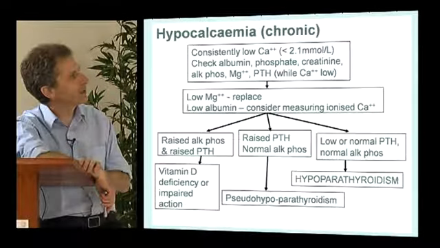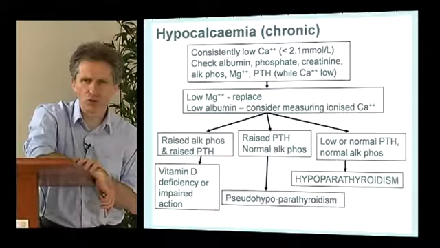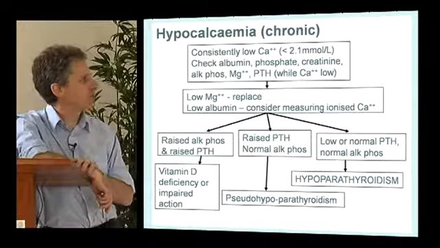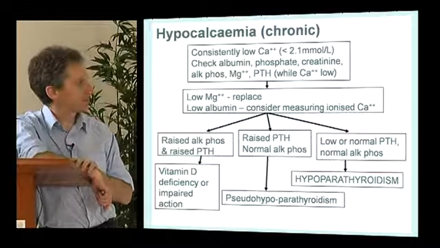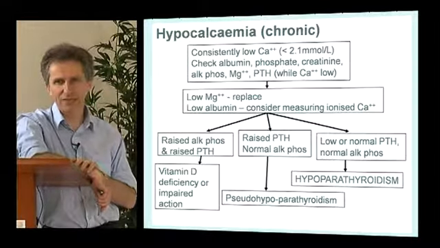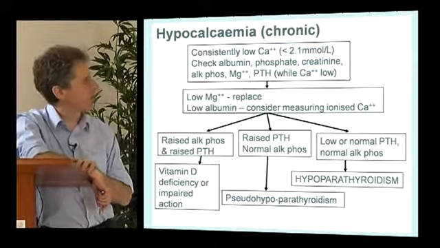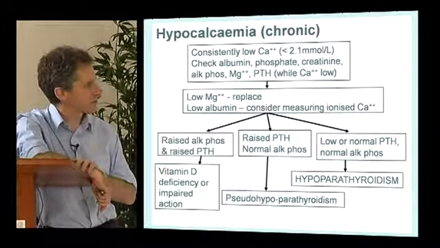Assuming it is low, as in the box on the left-hand side, we've got a raised alkaline phosphatase and a raised PTH. Clearly the PTH is not the cause of the low calcium because PTH causes a raised calcium. It's a secondary effect. This is secondary hyperparathyroidism, and it's due to vitamin D deficiency or impaired action. You get a raised alkaline phosphatase because of the effects on osteoblast and osteoclast function, particularly osteoblast function.